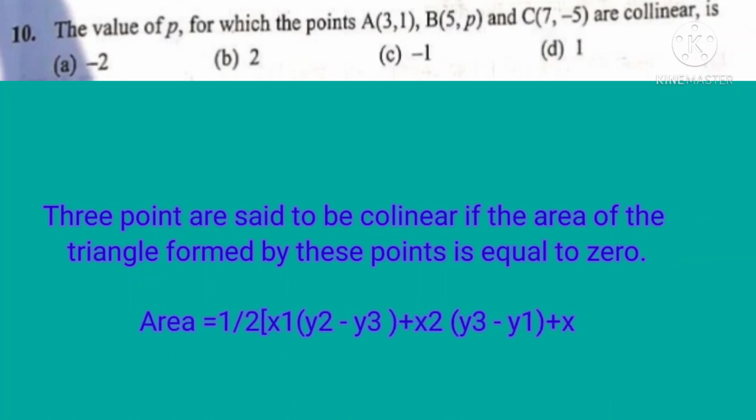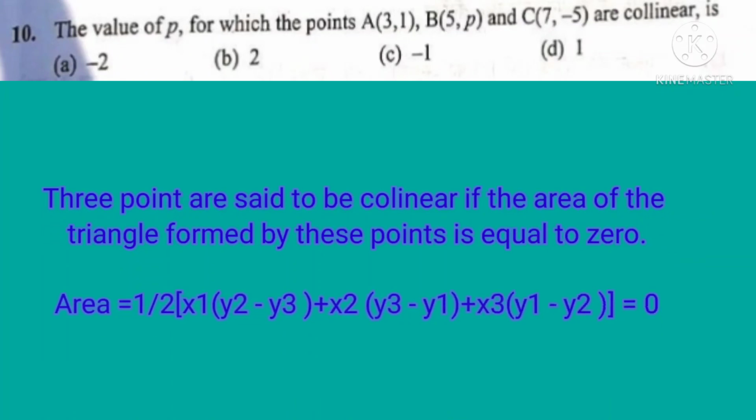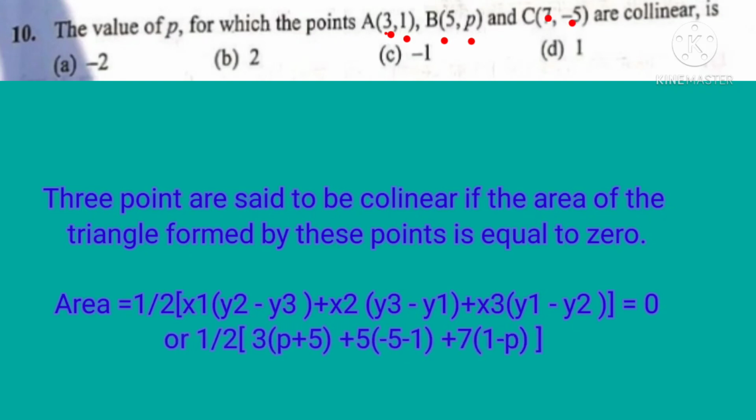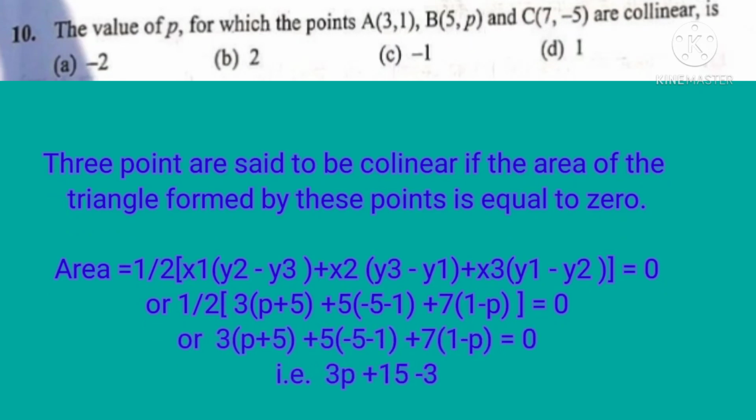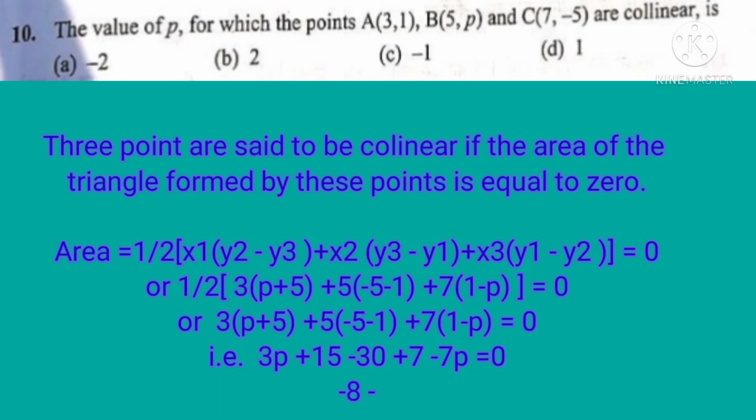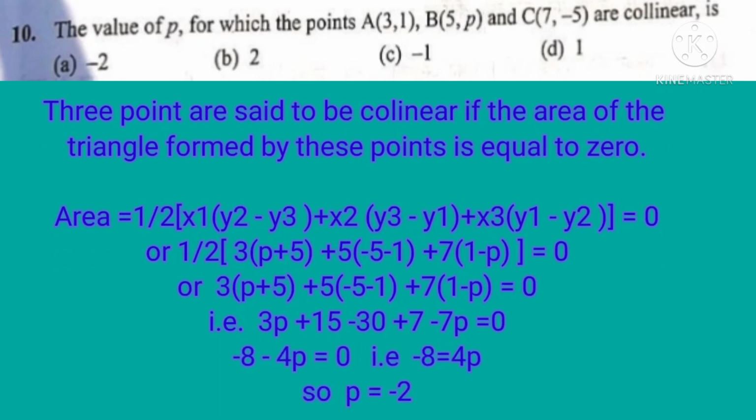So we will put the values. This is x1 y1, this is x2 y2, and this is x3 y3. So we have to put all the values in this formula, and we will get 1 by 2 [3(p plus 5) plus 5(-5 minus 1) plus 7(1 minus p)]. So we will simplify it. This 1 by 2 will go to that side, that will become 0. So we are left with 3(p plus 5) and 5 into minus 5 minus 1, which is minus 6, that is we will get minus 30.